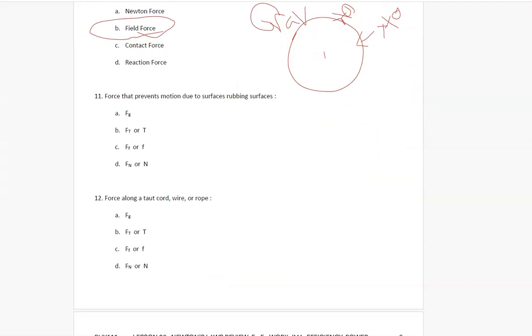Number 11, a force that prevents motion due to surfaces rubbing surfaces. Okay, if I've got a floor and I've got a box on the floor and I'm trying to move that box, there's going to be a force fighting me. Well, that force is the frictional force.